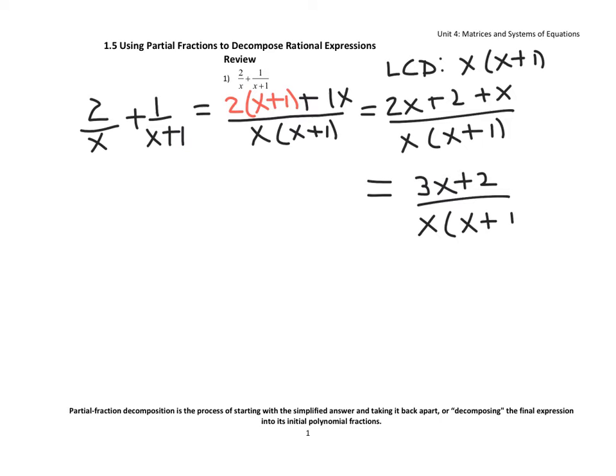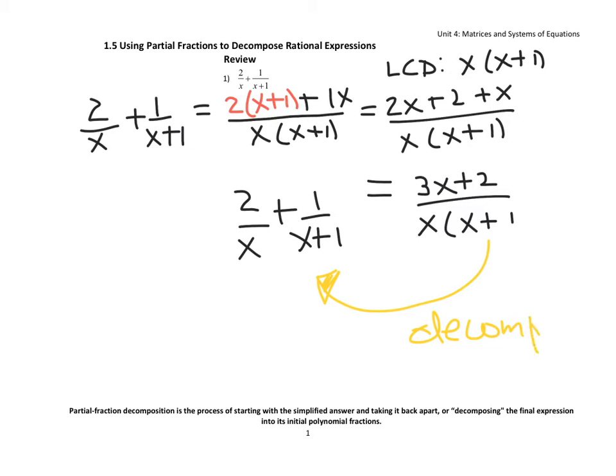So you can see this fraction here, the one I was given at the beginning, simplifies to that fraction. So we went and added, and when we do partial decomposition, as you can see at the bottom there, it is starting with the simplest simplified answer and taking it apart or decomposing it. So we're going to be working backwards. This is what we call decomposition. So we are going to be working backwards.